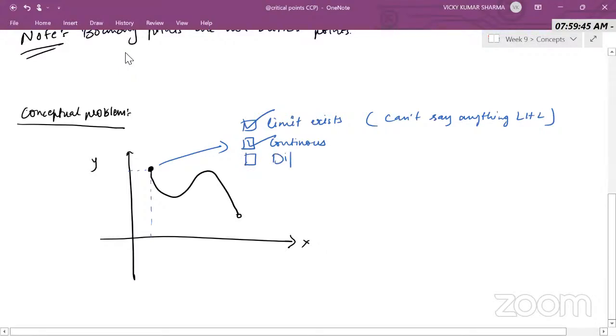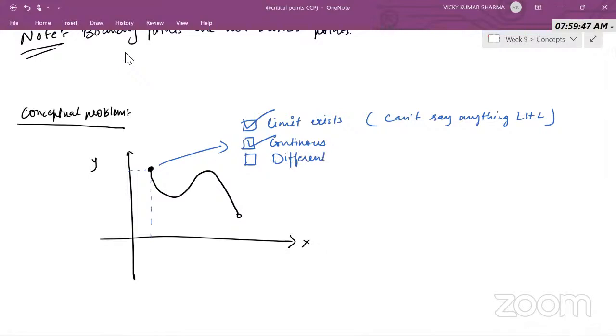Is this differentiable over here? Again, we can't say anything about this. So maybe you can just circle this. It's not correct to say that this is differentiable. So you cannot say anything about whether it is differentiable or not.